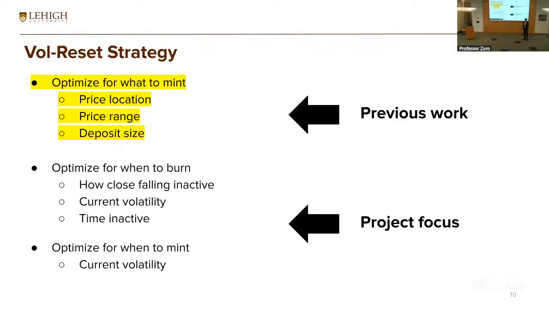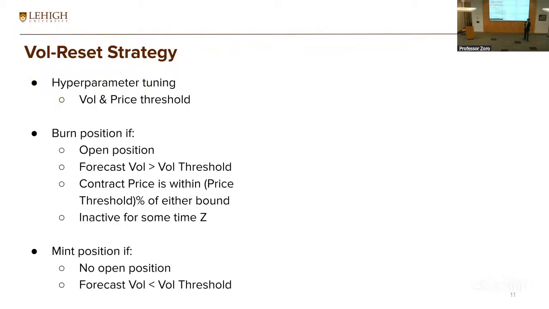The idea here is that we are going to optimize for the when. How can we introduce when we want to burn the position, when we want to mint a new position? So I come up with these ideas of 3 main sources on determining when we burn, and then 1 main source on determining when we mint. So the project focus is how can we optimize for how close we're falling to inactive, what is our current volatility, and how long are we inactive to figure out when we burn, and then what is the current volatility for when we mint.